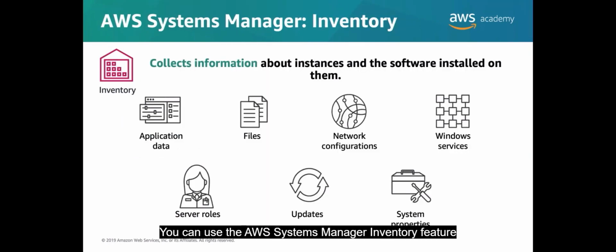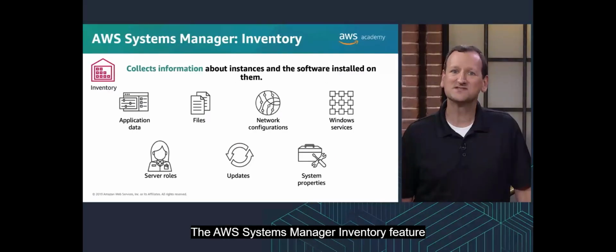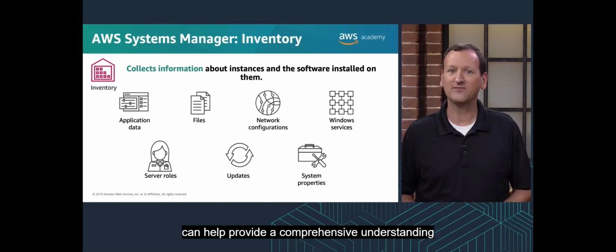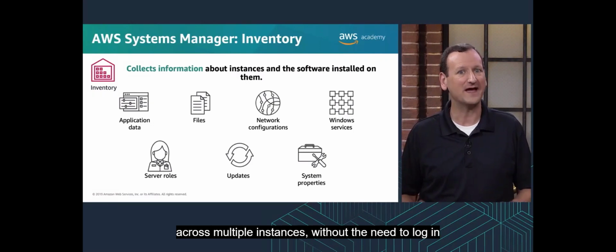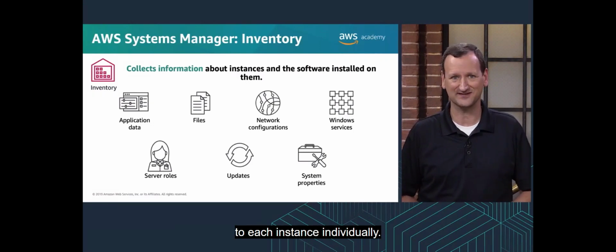You can use the AWS Systems Manager Inventory feature to collect inventory information about EC2 instances and the software installed on them. For example, you can collect application data, network configurations, server roles, files, updates, Windows services, and even system properties. The AWS Systems Manager Inventory feature can help provide a comprehensive understanding of system configurations and installed applications across multiple instances without the need to log into each instance individually.